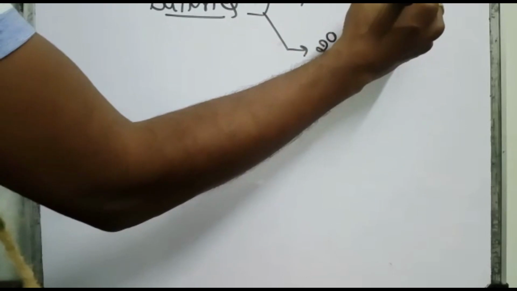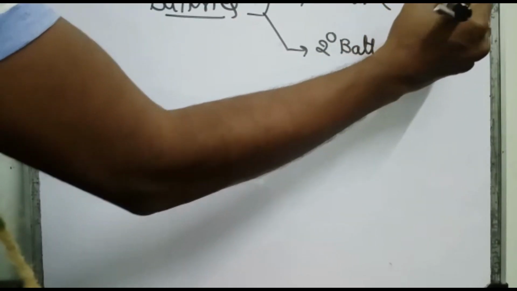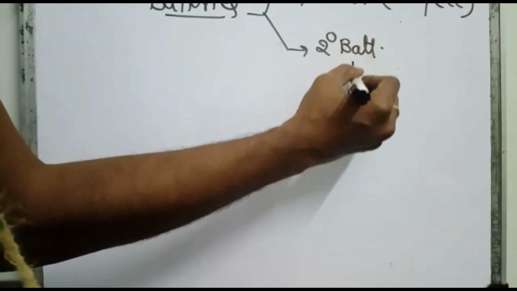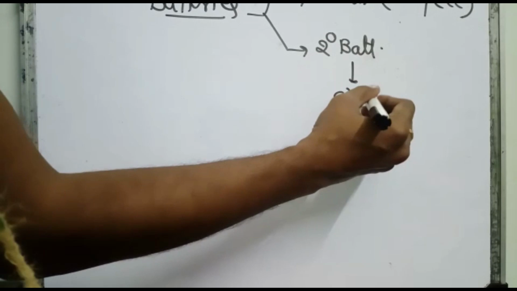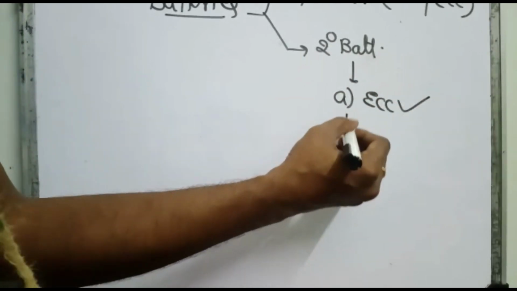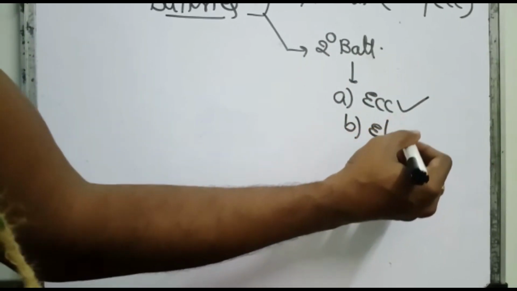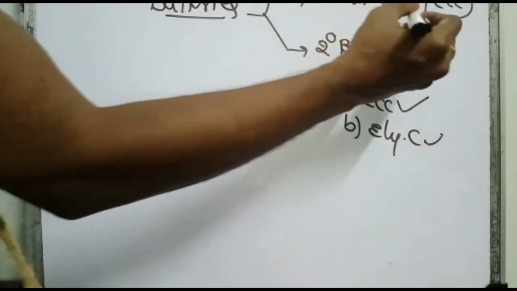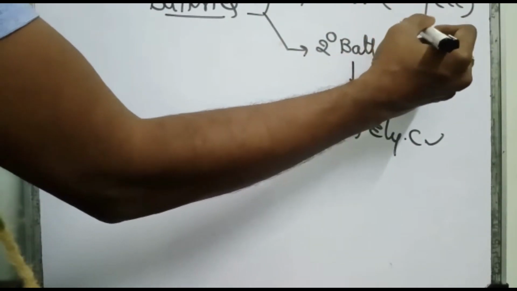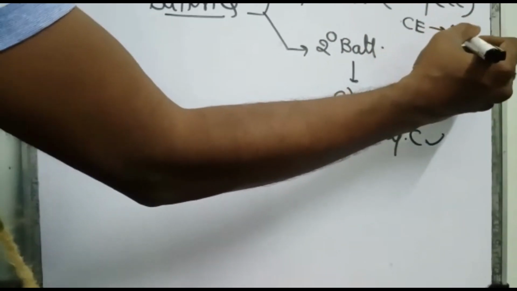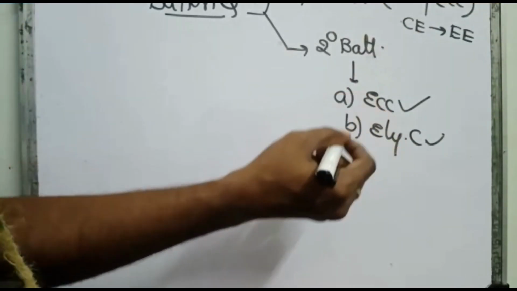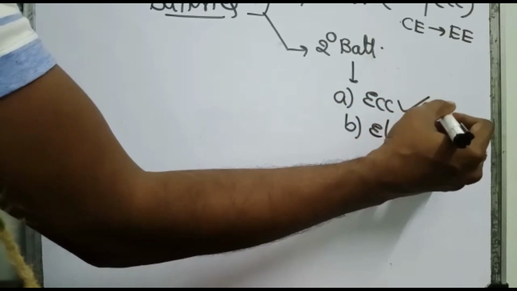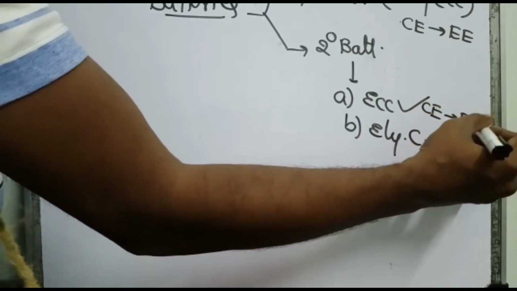A primary battery is only an electrochemical cell. A secondary battery is an electrochemical cell as well as an electrolytic cell. Electrochemical cell means chemical energy is converted into electrical energy. Here also, electrochemical cell means chemical energy is converted into electrical energy.